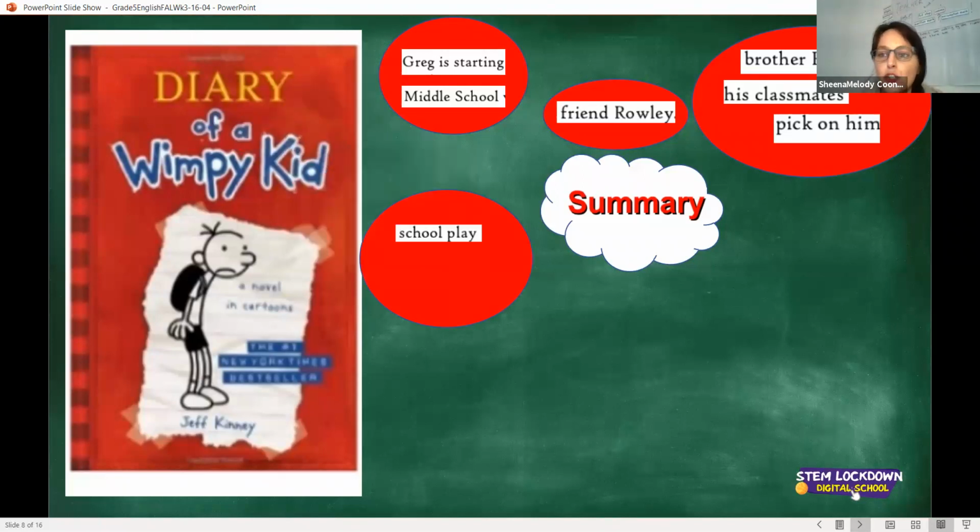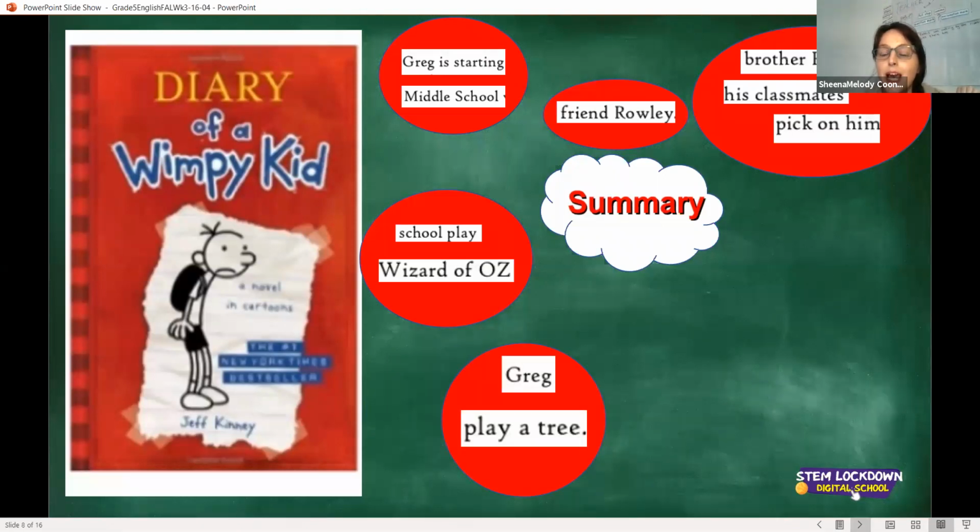Okie dokie. School play, so there's going to be something about the school play in the story, and the school play is called The Wizard of Oz. And then something happens to Greg. He gets chosen to play a part. Now, please, when you do your mind map like this, don't write sentences, just keywords. You don't want to waste this time writing your sentences.